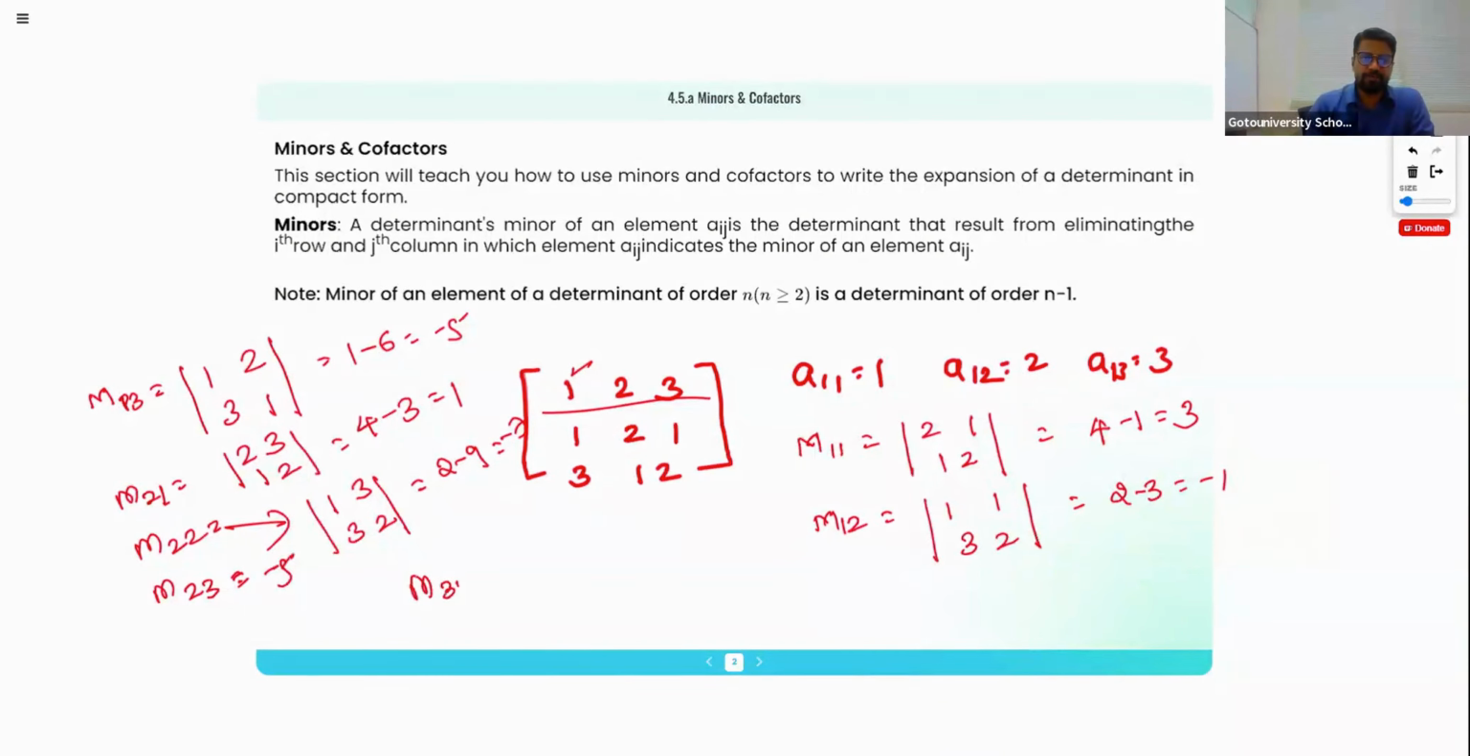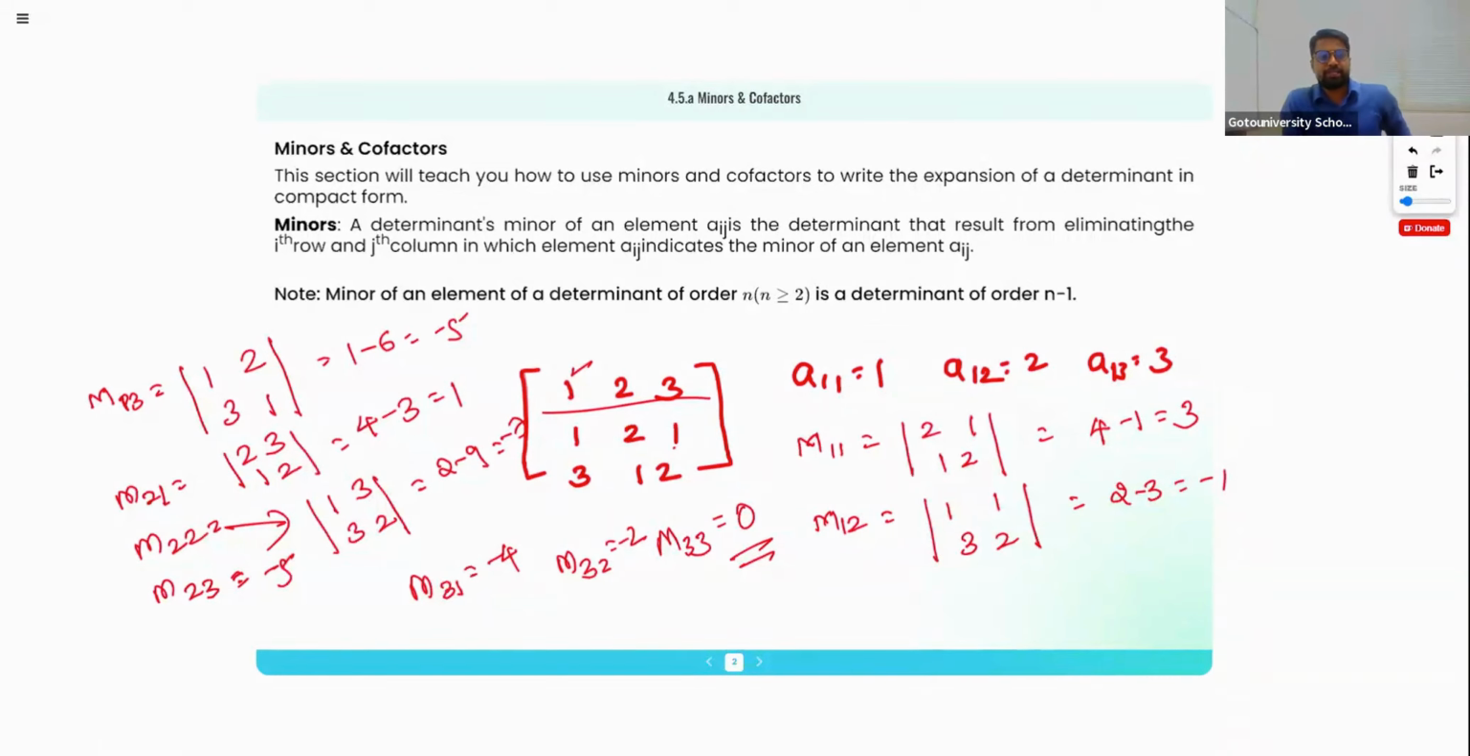Now I'm left with M31, M32, and M33. Can you tell that directly without writing all the steps? M33 will be 2 into 1 minus 6, which is minus 4. M32 will be: eliminate this row, third row and second column. 1 into 1, 1 minus 3, which is minus 2. M33: eliminate the last column and last row. 2 into 1, 2 minus 2 is 0. These are the minors. Okay.